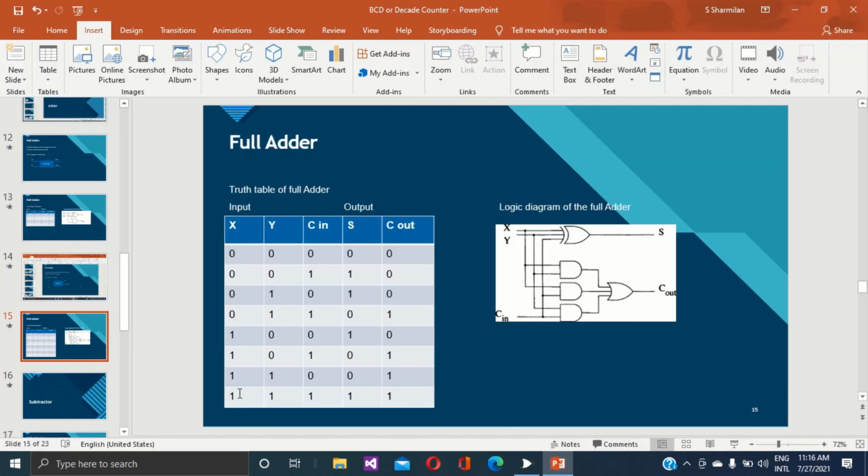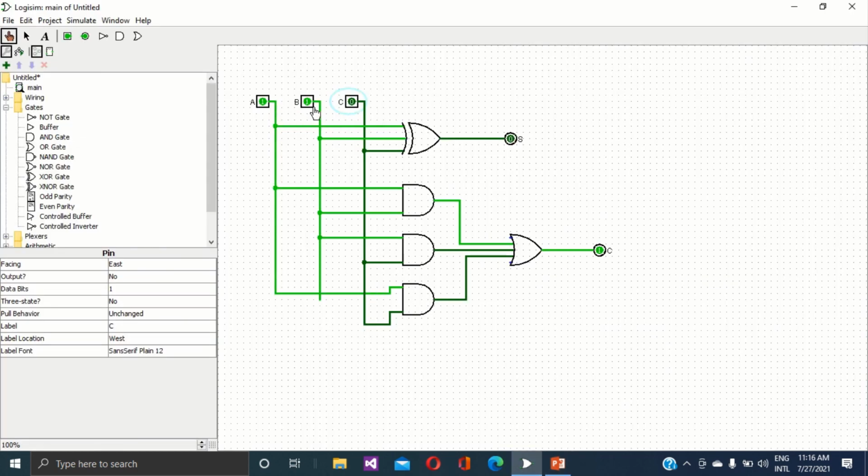Now I am checking the last condition, X equal 1, Y equal 1, C in equal 1. Also here my output is equal 1, carry equal 1.